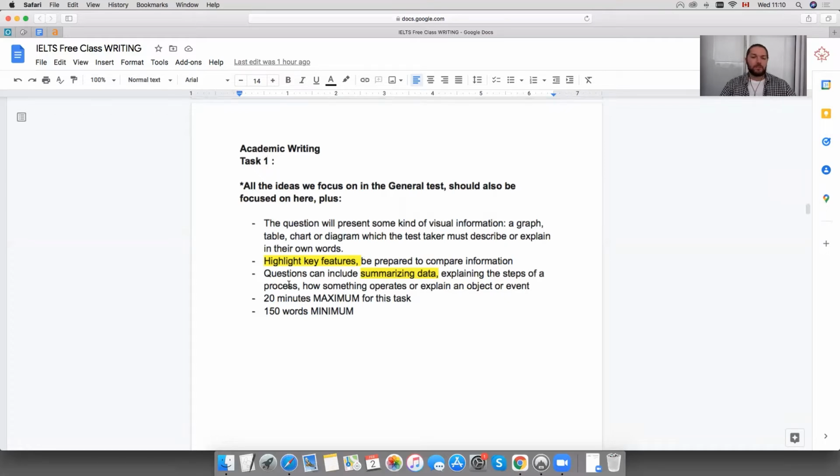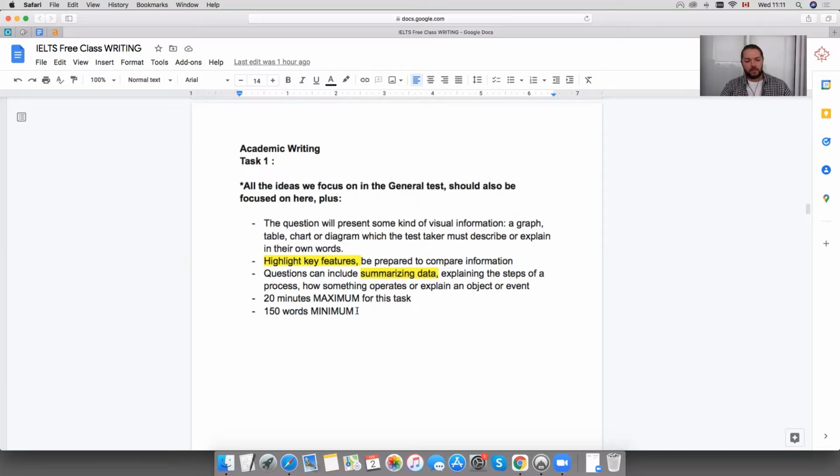Sometimes we have a graph or a chart, but like I said before, maybe it's a diagram, maybe it's a map, which means that task one is not always going to have the exact same structure for us. You might need to explain the steps of a process. So what happens first, second, third. Maybe it's about explaining a diagram, so how a small machine works or something like that. We have to be prepared for a variety of challenging questions for the task one.